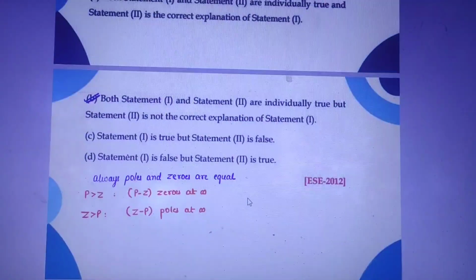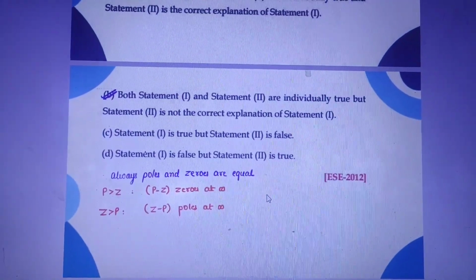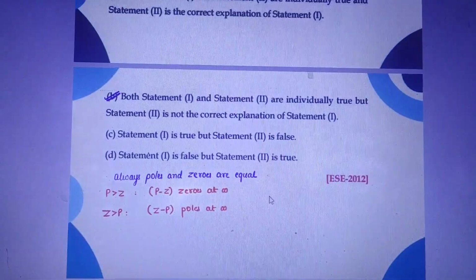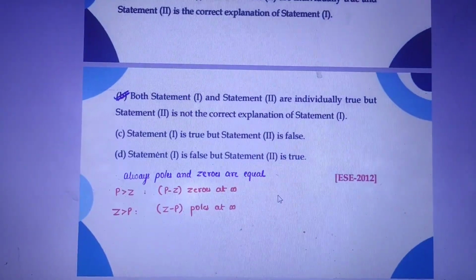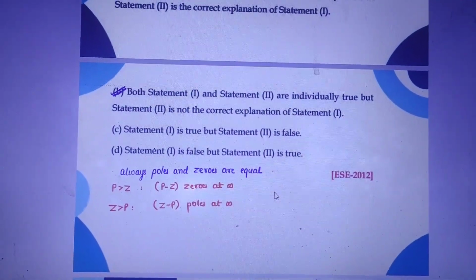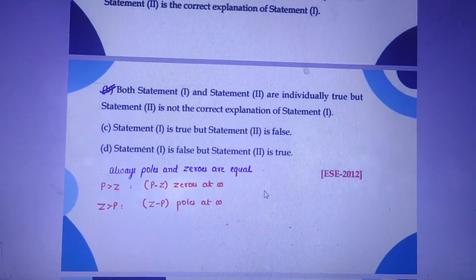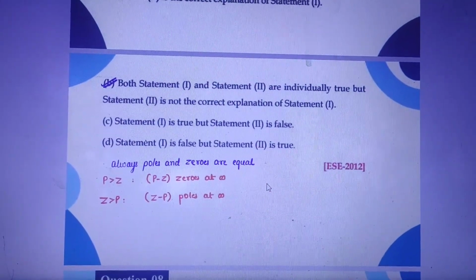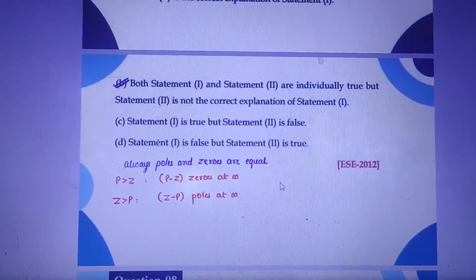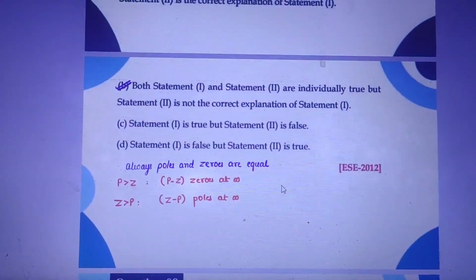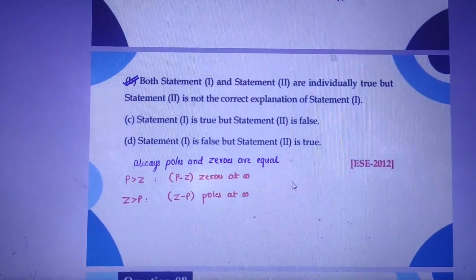They are independently correct. From the above statements, you must keep in mind that always poles and zeros must be equal. In case poles are greater than zeros, then p minus z zeros are at infinity, and if zeros are greater than poles, z minus p poles are at infinity. And one of the important points is, by adding a pole, the order of the system increases, then stability reduces, and the root locus shifts towards the imaginary axis.